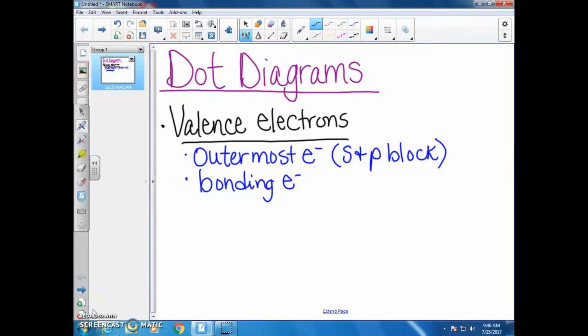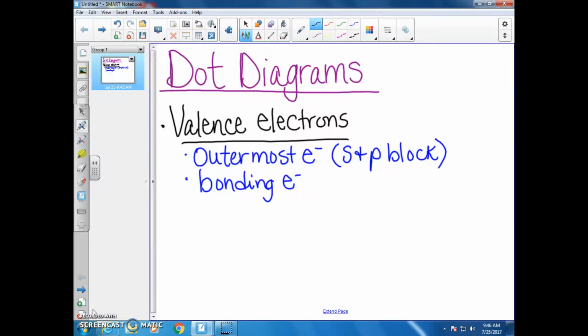This lesson is on dot diagrams. Remember that dot diagrams come from valence electrons. Valence electrons are your outermost electrons. These come from the s and the p block. These are also what we call your bonding electrons.